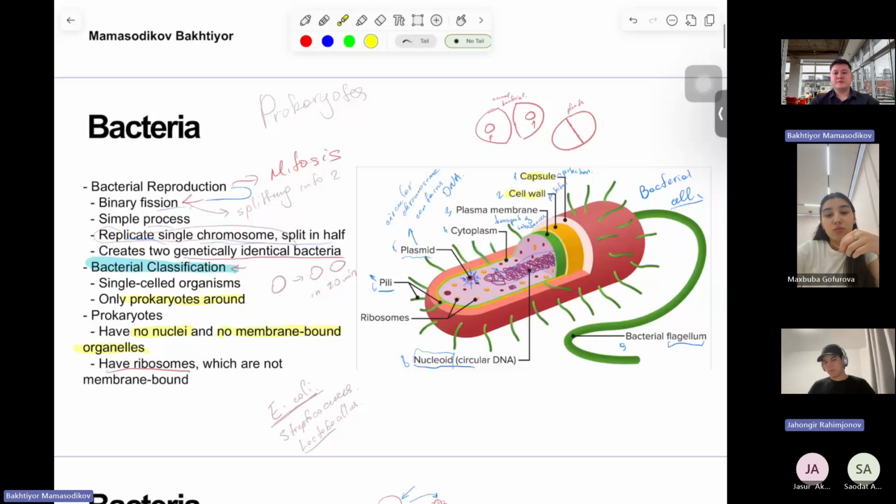Without nucleus. Okay, good. So which structure helps bacteria to stick to surfaces or other cells?